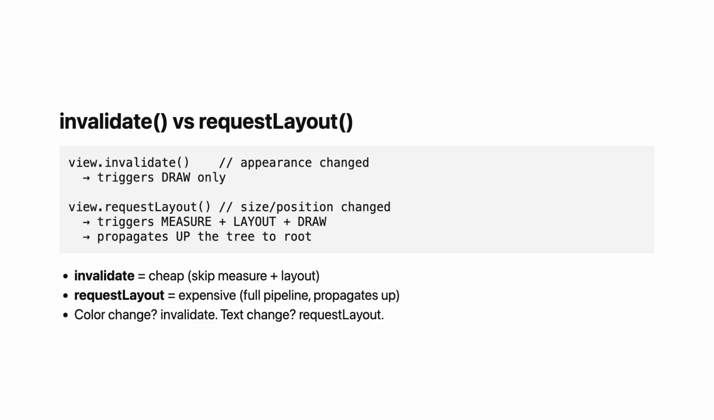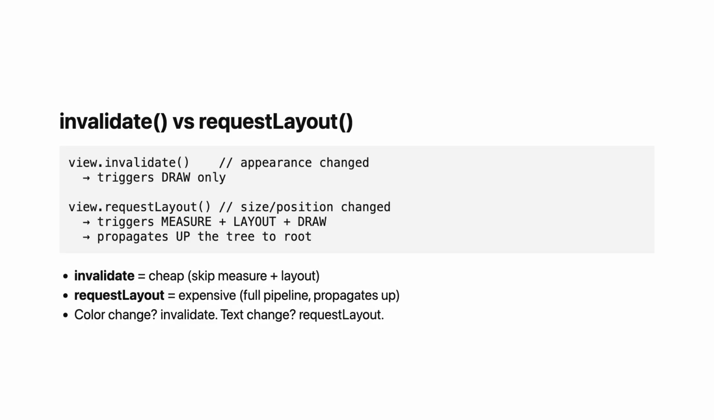This distinction matters for performance. Invalidate is relatively cheap because it skips two of the three passes. Request layout is expensive because it starts from the beginning. And request layout does not just affect the view you called it on, it propagates up the tree to the root, because if a child changes size, its parent might need to change size too, and the parent's parent all the way up.